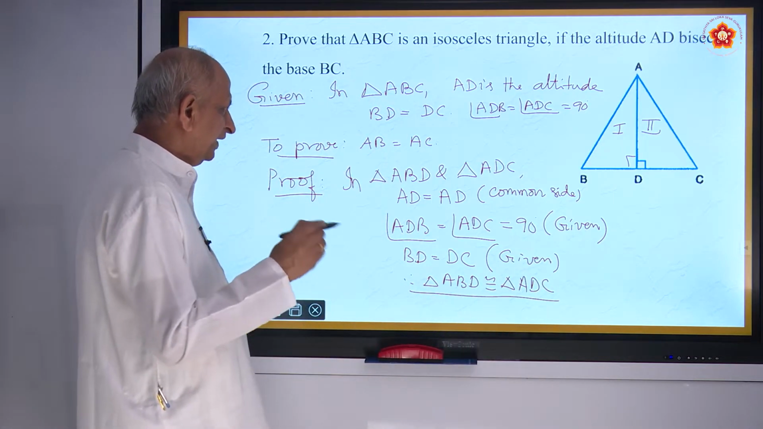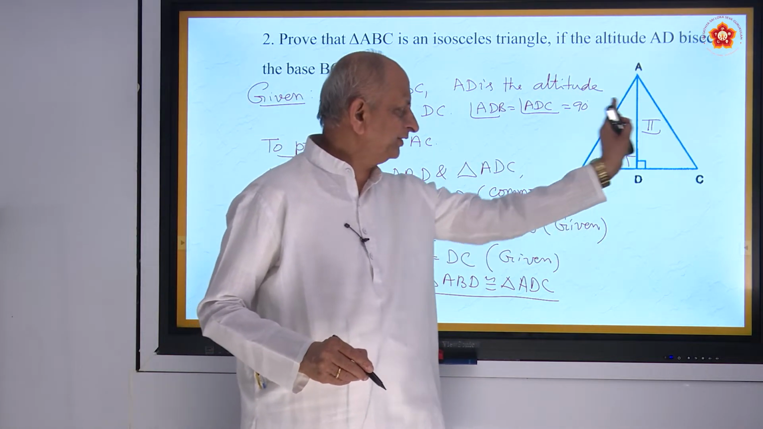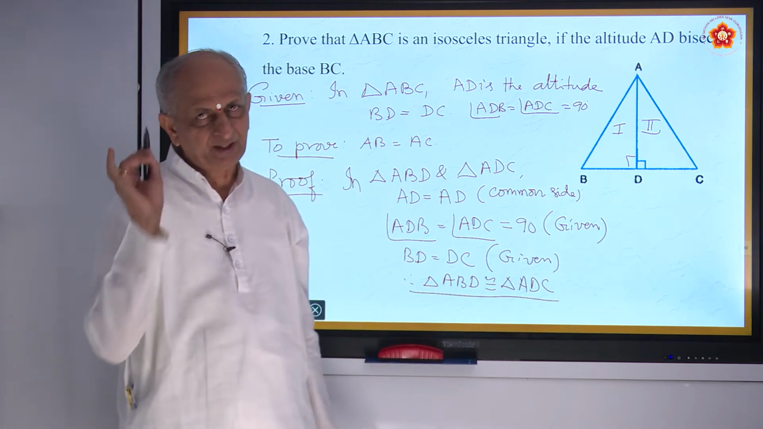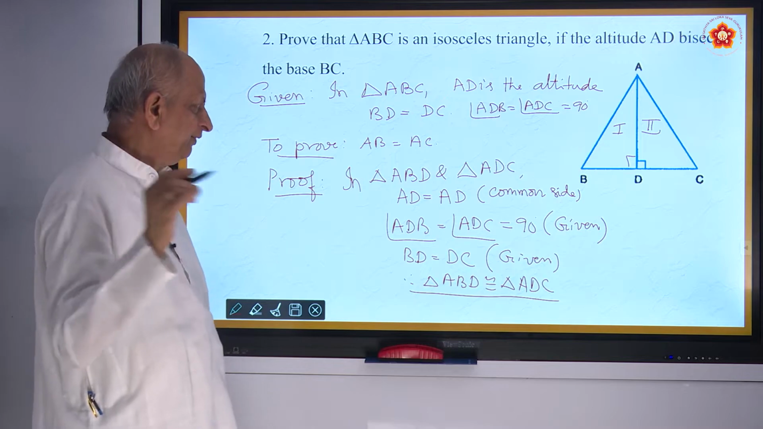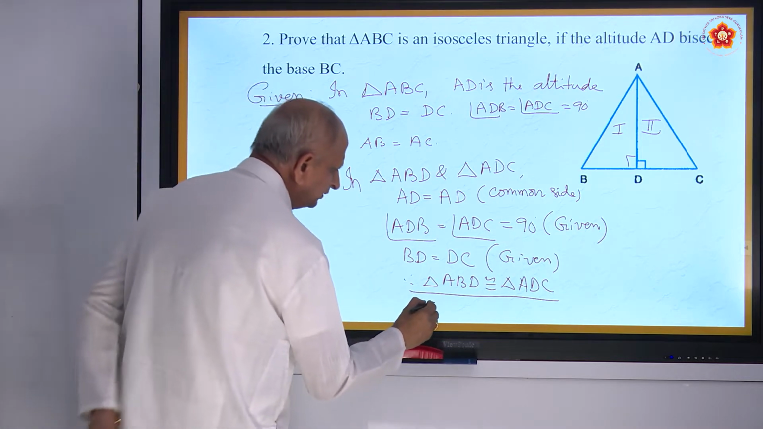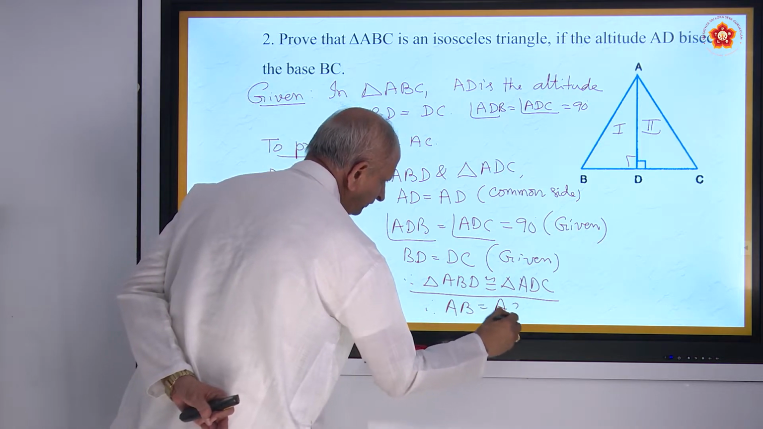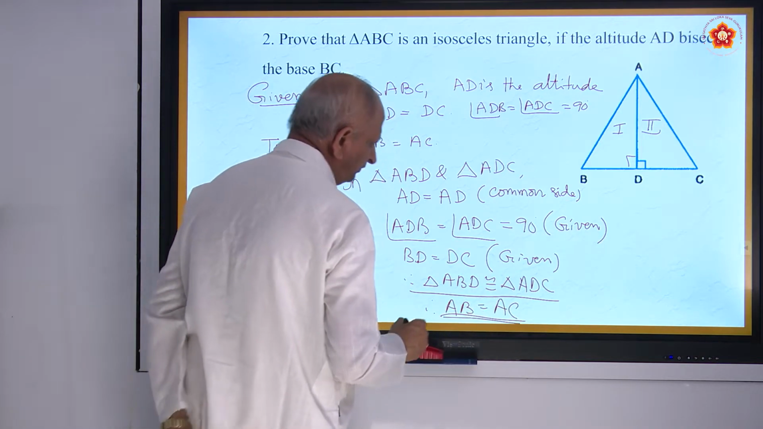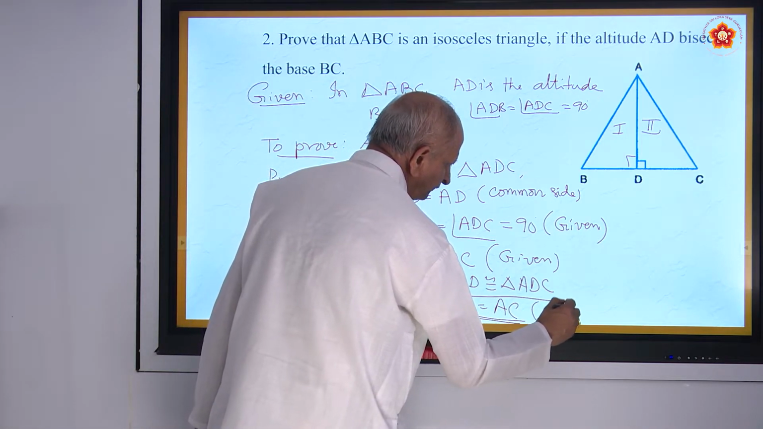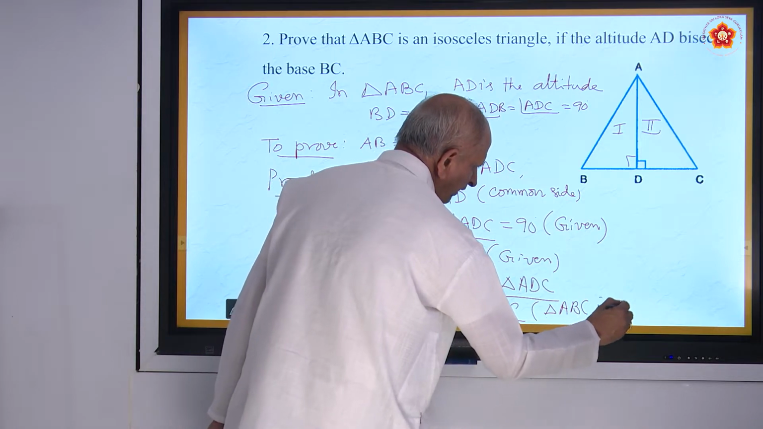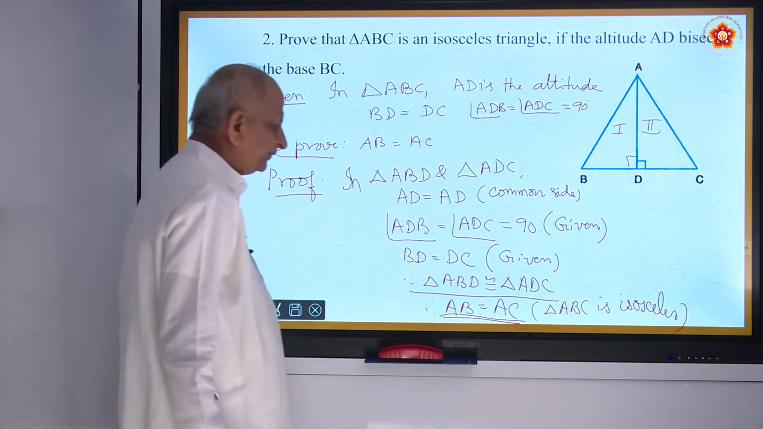So, if the two triangles are congruent, what does it mean? Suppose you cut this triangle and put it on that side, both become equal. Means what? All other sides, all other angles will be equal. All other sides means what? We have got AB is equal to AC. So, what does it mean? Which means that triangle ABC is isosceles. That is what you have to prove.